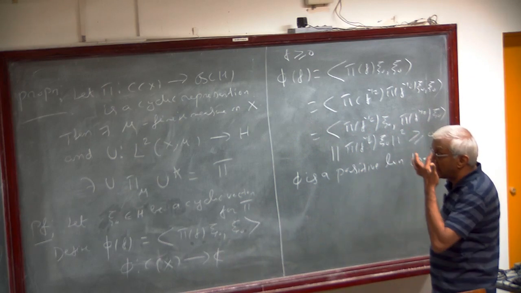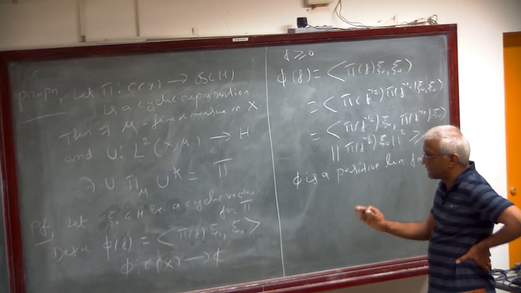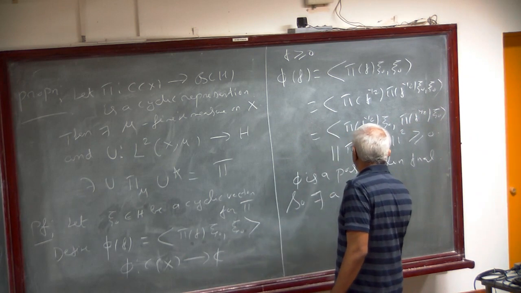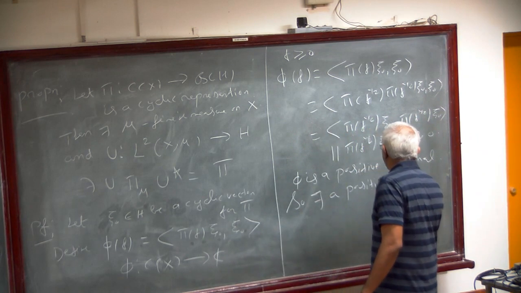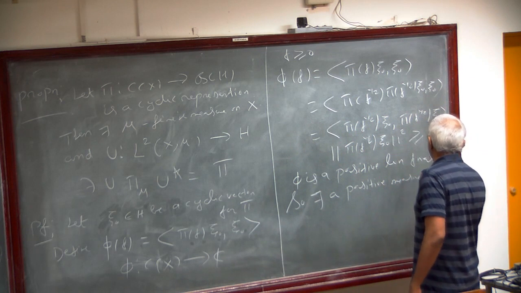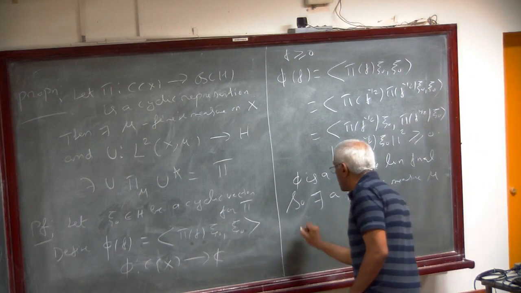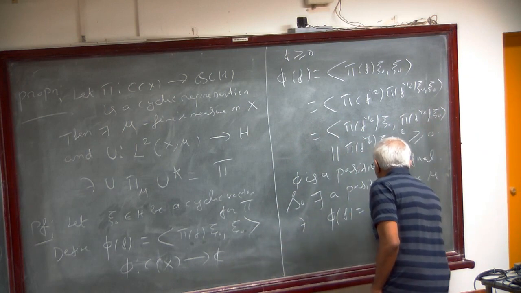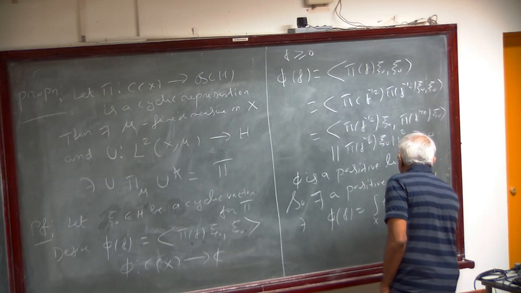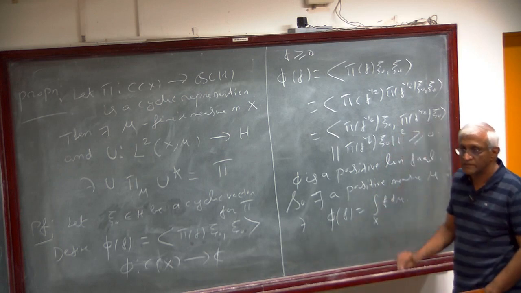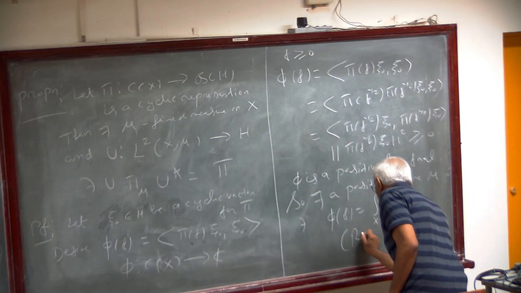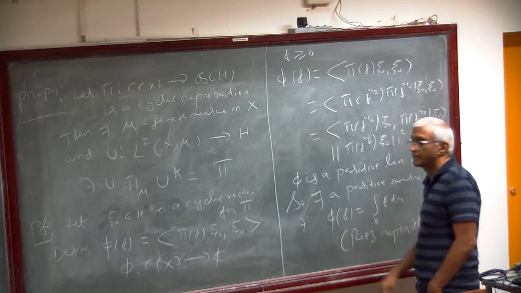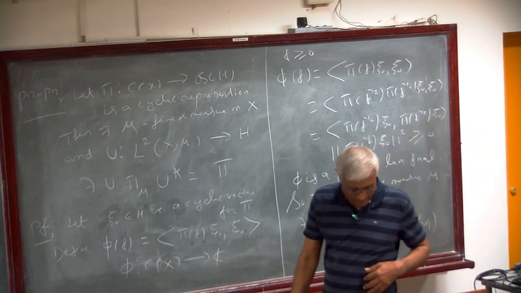P is in C(X)*, positive. So there exists a positive measure mu such that P(f) equals the integral over X of f dmu. This is the Riesz representation. It follows from the Riesz representation theorem.